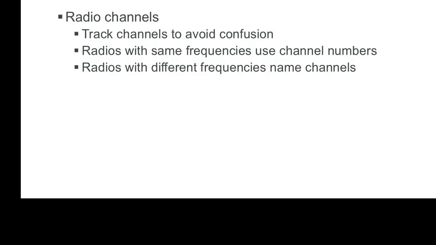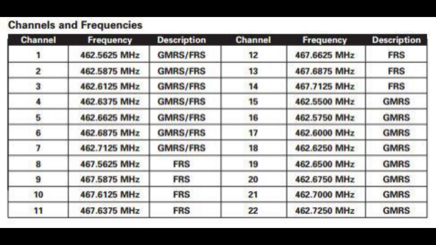Keeping track of your radio channels is like knowing which trail you're on. Get lost and everyone's scrambling. Same frequency radios: use channel numbers. Different frequency radios: name the channels clearly. Keep a frequency sheet handy or label the radios so everyone knows where to tune in.